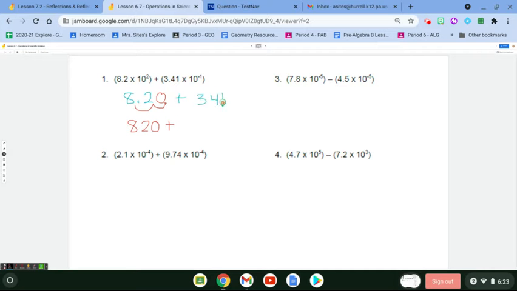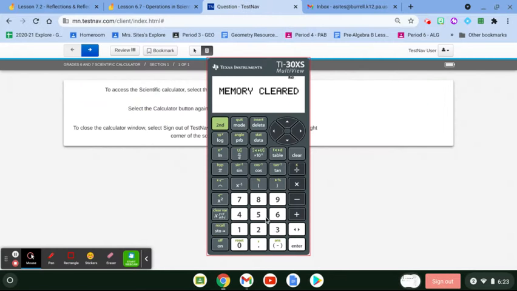3.41 times 10 to the negative 1. So we're dealing with a tiny decimal, so we're going to be moving our decimal point to the left. So really this is 0.341. You are allowed to use your calculator when you take the PSSAs. So we're going to add 820 plus 3.41, and we get 820.341.